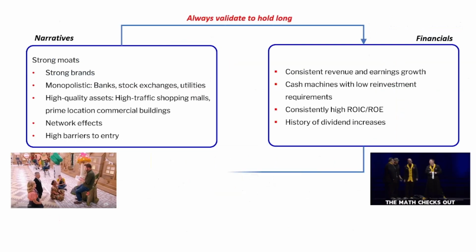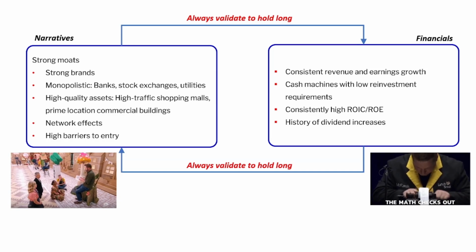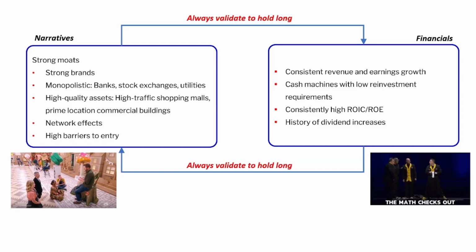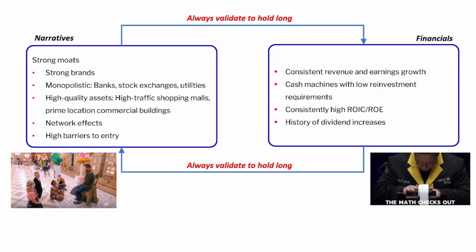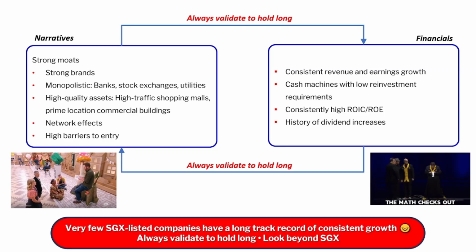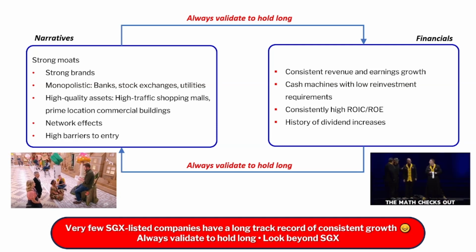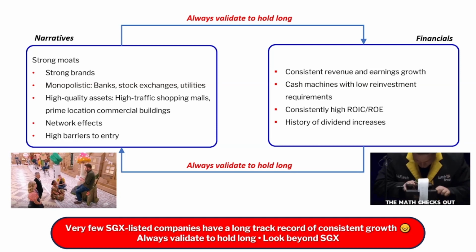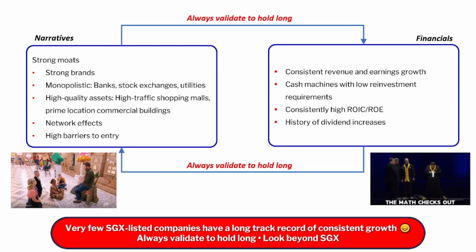So we must always validate the stories and the strength of the moats with the financials. What is relevant and attractive today may not be tomorrow. Things may change, do not assume, always validate. Very few companies listed in SGX can deliver long-term consistent growth. We have seen what happened to companies such as SingPost, Singtel, ComfortDelGro, and many REITs as well. It is a difficult feat. To emphasize again, always validate to hold long. Do not buy and hope or buy and forget.